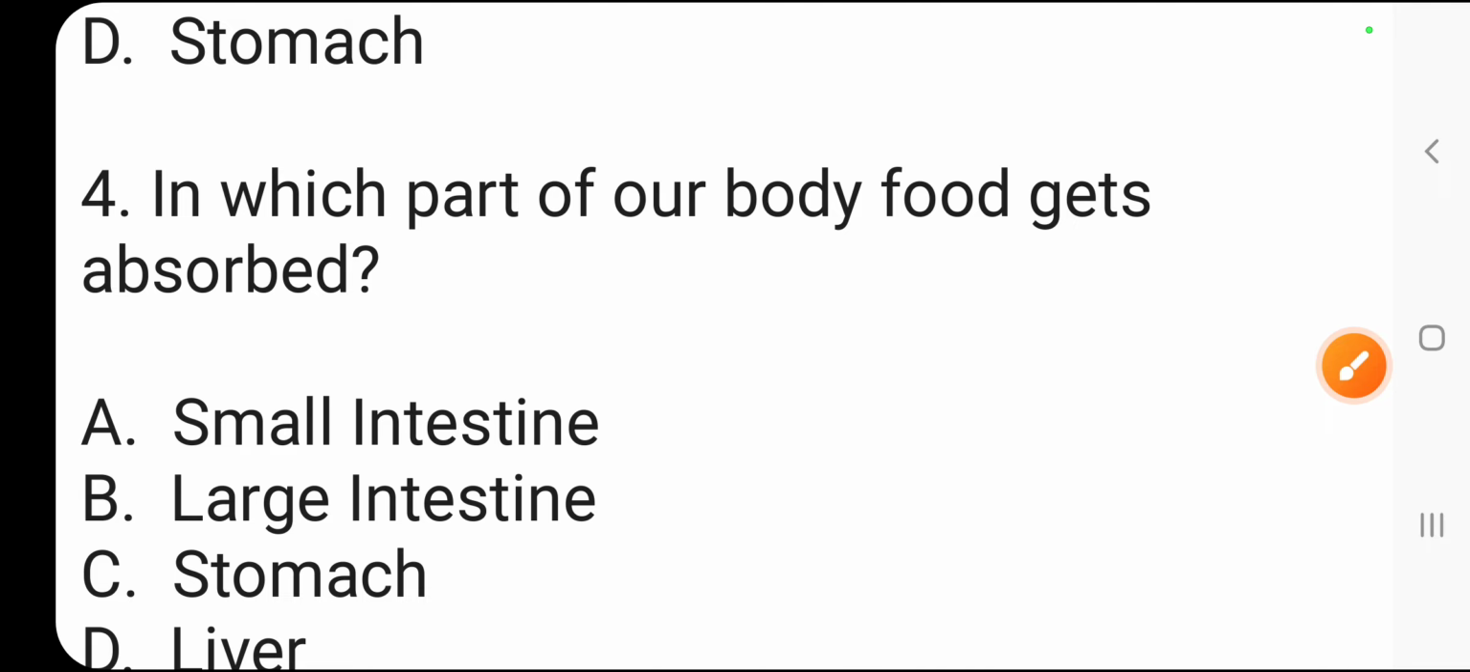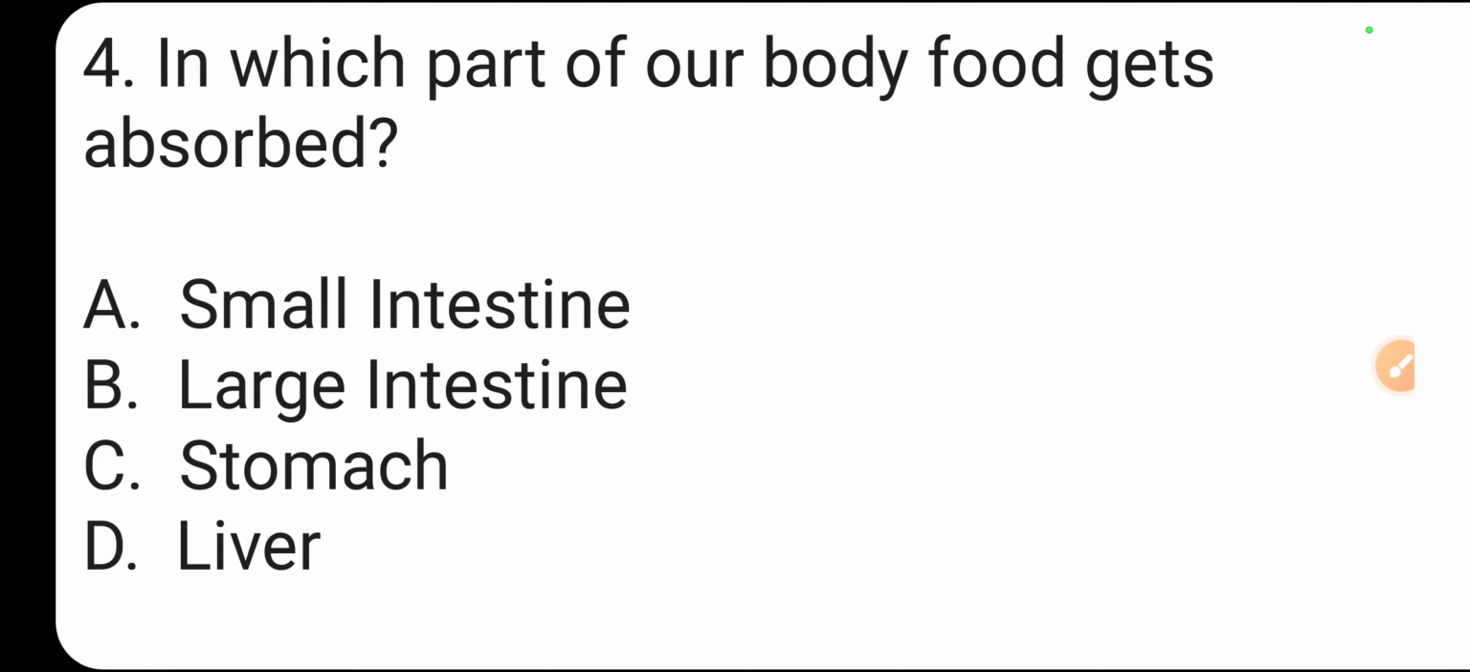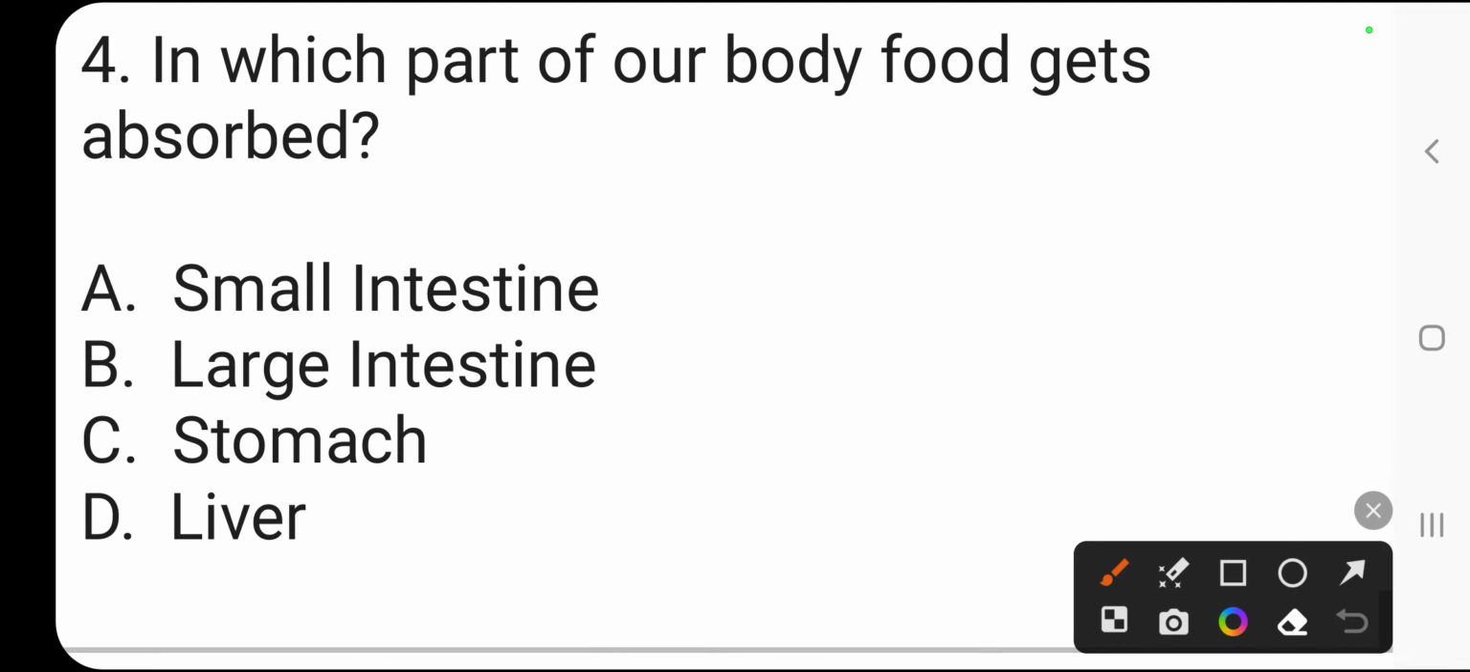Next, in which part of the body does food get absorbed? Food gets absorbed in the small intestine, that is B. 90% of the digestion takes place in the small intestine only. The entire thing we will see in this session later.